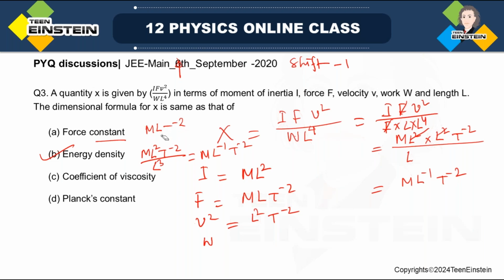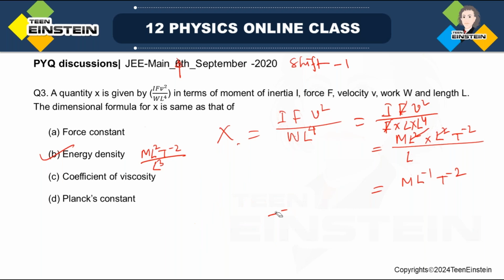So my advice will be to first find out what is the dimension you are getting here. If you are not understanding what is the term with the dimension you get, then better to cross check with the options. See, this one actually is becoming ml to the power minus 1 t to the power minus 2, which we have got. So energy density will be the dimension of the x. Okay, all right.